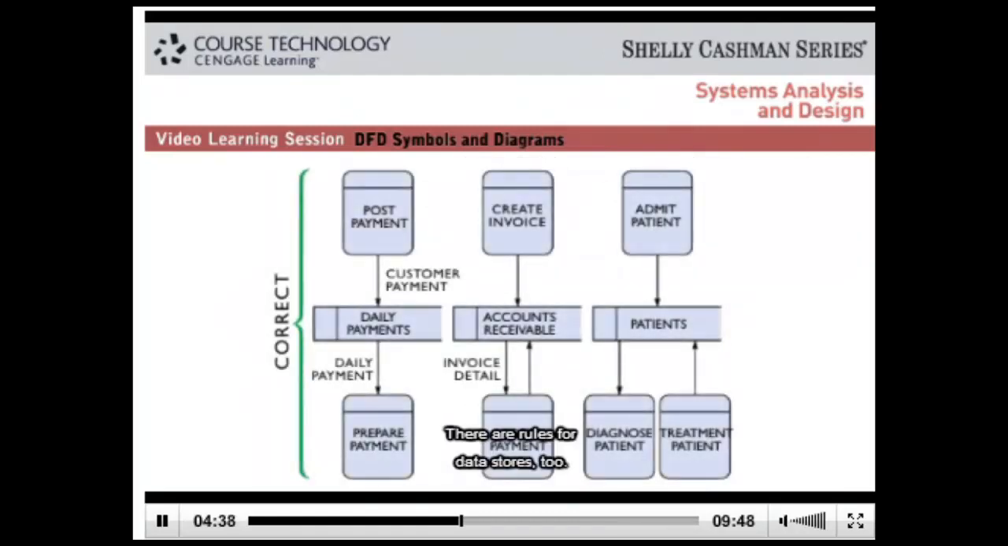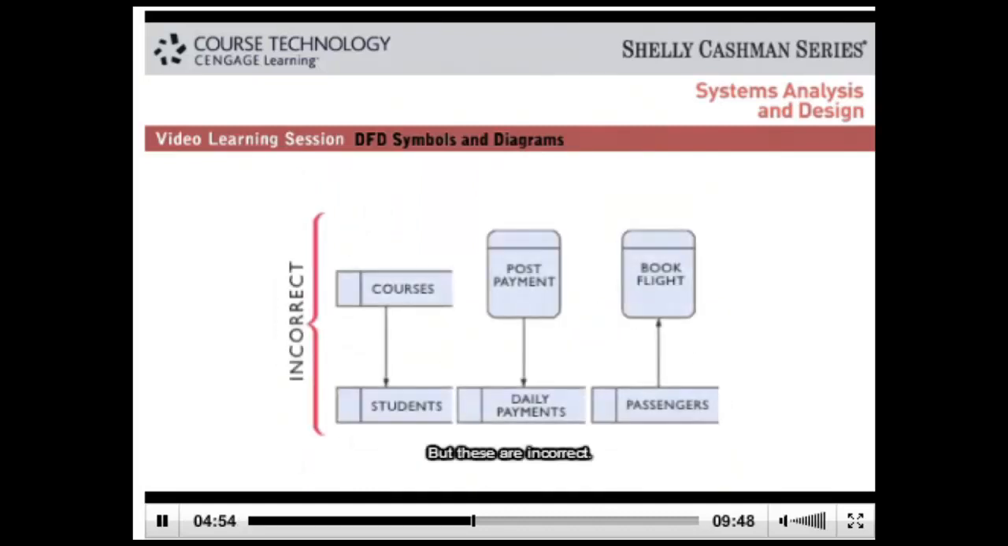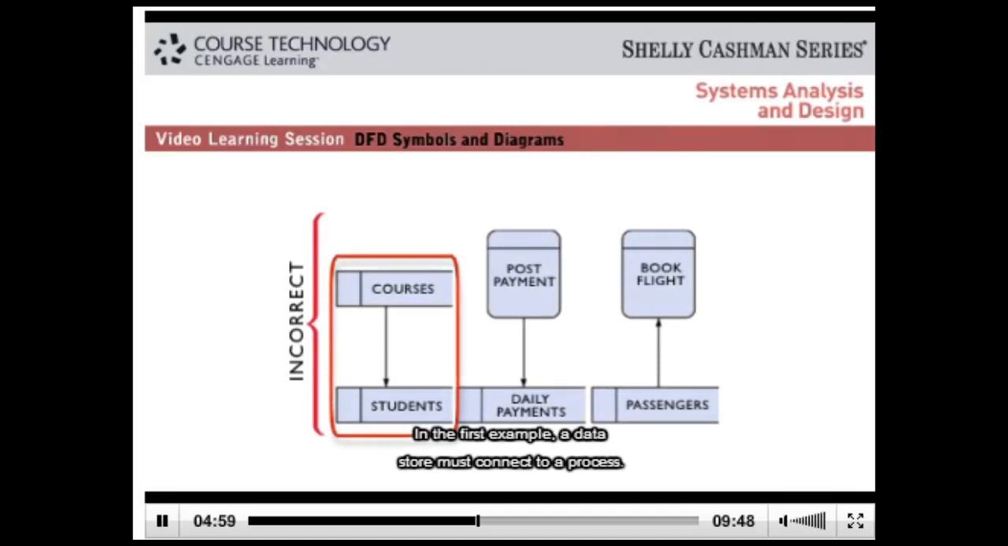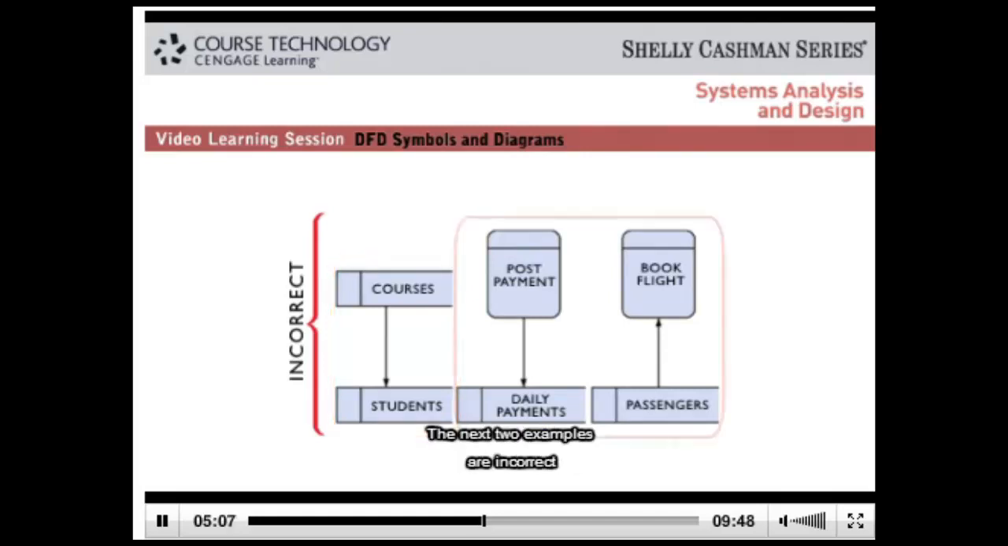There are rules for data stores too. Normally, a data store must have at least one input flow and at least one output flow. Here are 3 correct examples. But these are incorrect. In the first example, a data store must connect to a process. It cannot connect directly to another data store or to an entity. The next two examples are incorrect because a data store must have input and output unless the data is fixed, like a tax table.